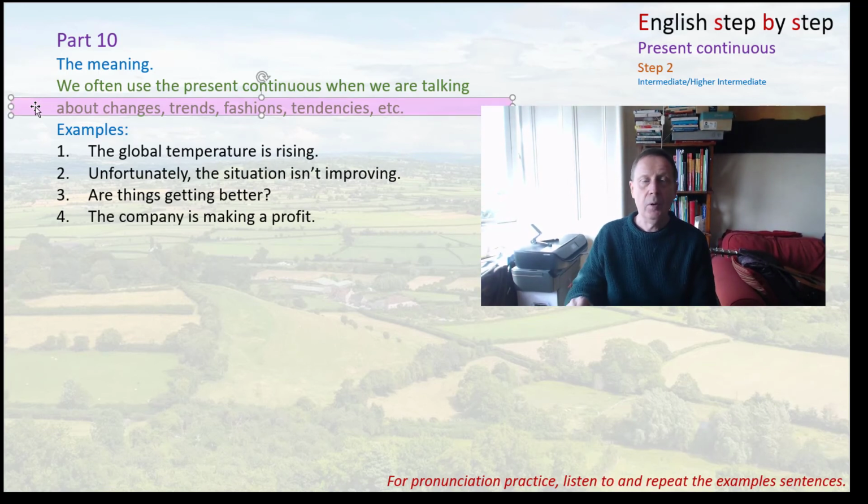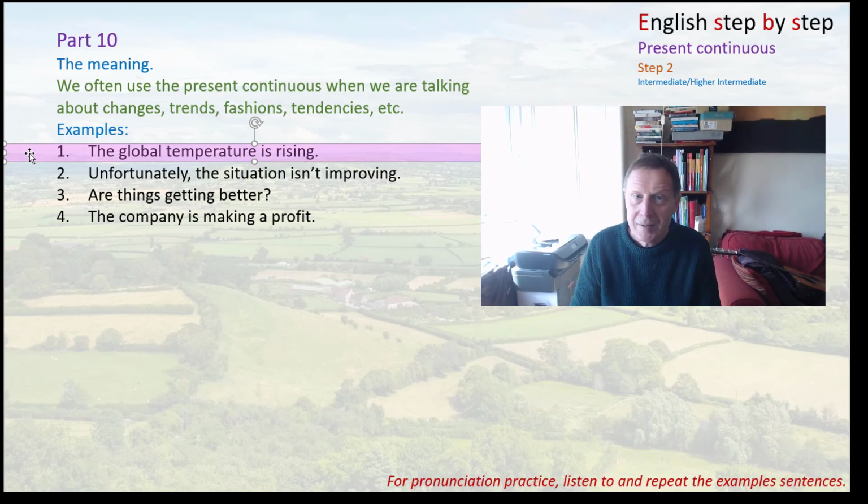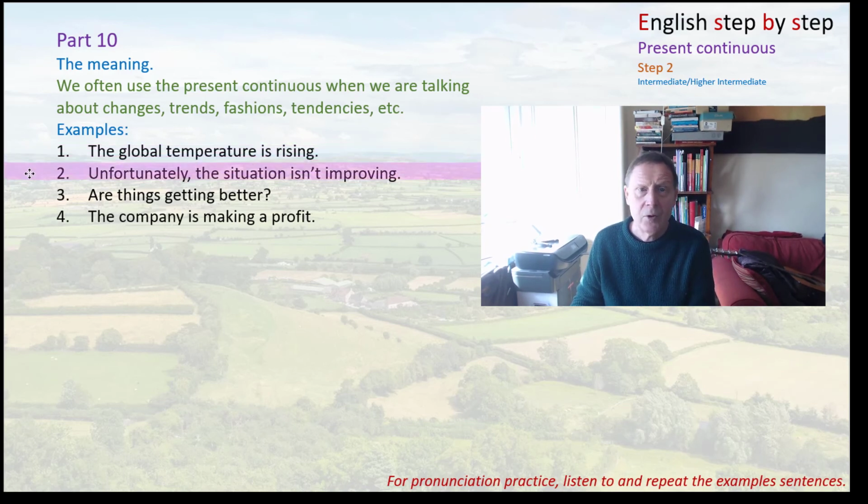So, for example, if you make a graph or if you make a chart, you are describing in a picture something that is changing. And you can see sentences like this. The global temperature is rising. Or you could also say increasing or going up. So when you're talking about something like the population or prices or profits or any numbers, you can make a sentence like this. The global temperature is rising.